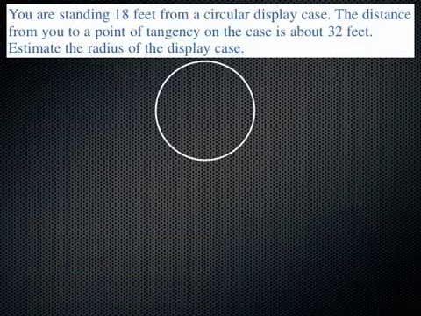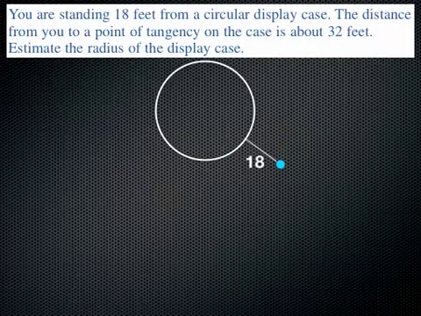The next example says you are standing 18 feet from a circular display case. The distance from you to a point of tangency on the case is about 32 feet. Estimate the radius of the display case. So notice I have my circular display case. It tells me that I am represented by this blue dot, and I am 18 feet away from the display case. I'm also standing 32 feet away from a point of tangency of this circle. They ask me to estimate the radius of the display case.